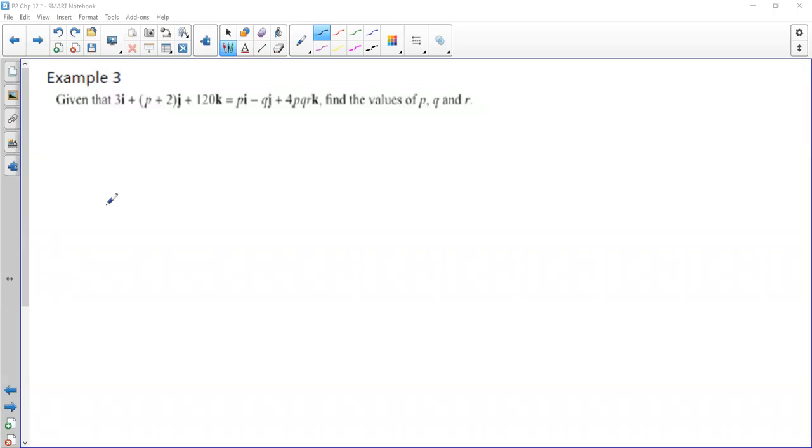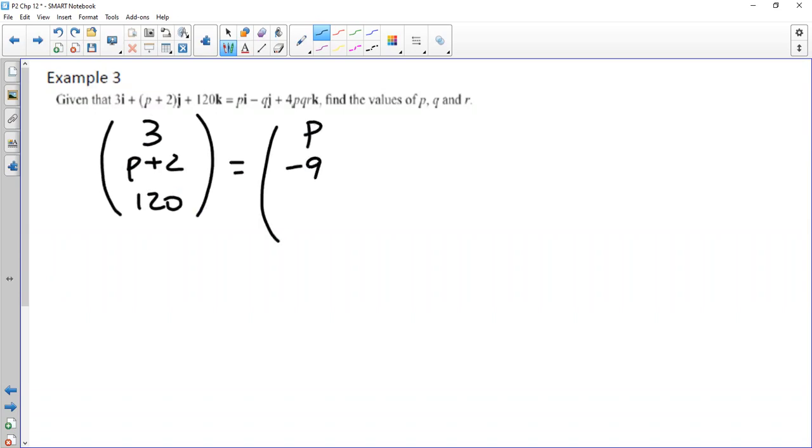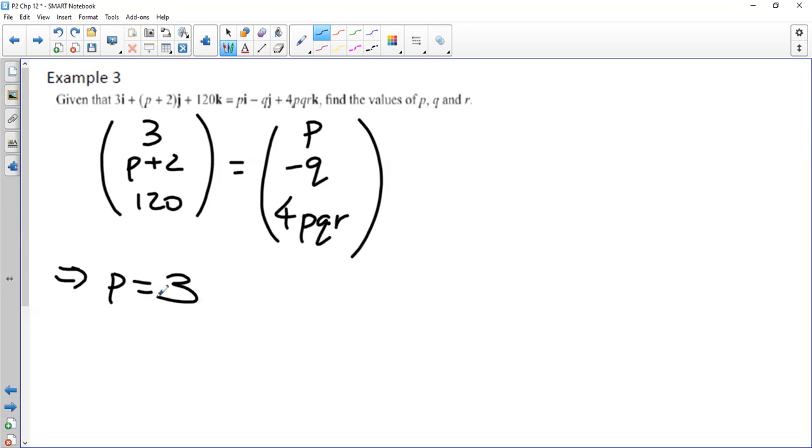So first, you can write them in column vector. That's easier. So 3p plus 2 to 20 equal p negative q and 4pqr. Anything apart from k has to be written in the k position, 4pqr. So you just open line by line, and you work out a value of p, q, and r. Right. So from the first line, we can clearly tell p equals 3. Now from a second line, when p is 3, q will be minus 5.